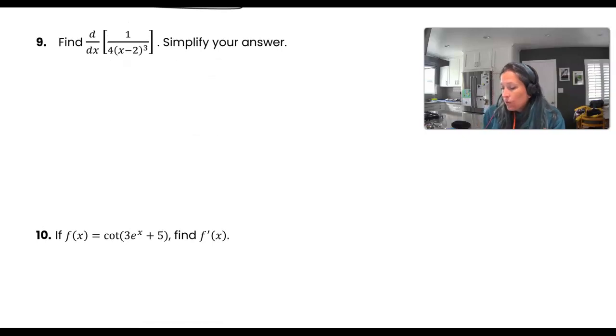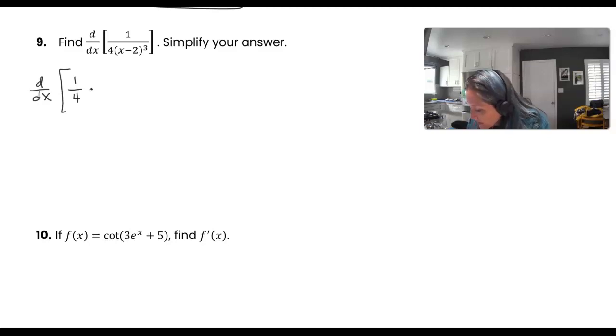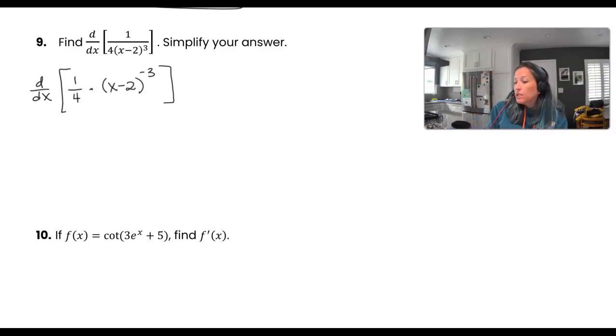Number 9, we are taking the derivative of what looks like a quotient and chain rule combined. So that's what I could see a lot of students doing here. I will go ahead and do that, but first, I'm going to do it the way I would do it. So if I look at this question, I see my d dx. The thing I want to take the derivative of here is really just a 1/4 times this x minus 2 to the negative 3. So I've taken what was a pretty gross looking chain rule question and I've changed it.